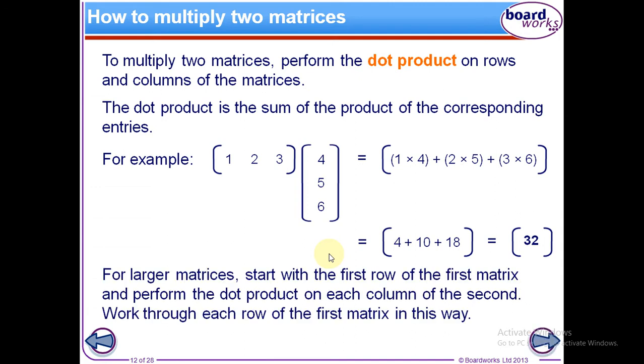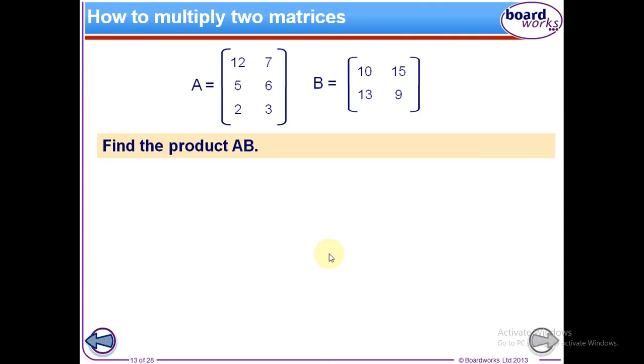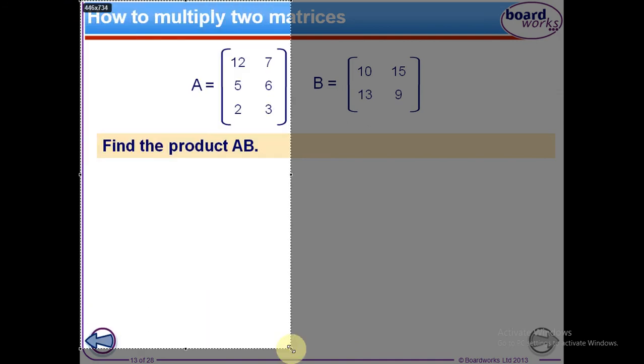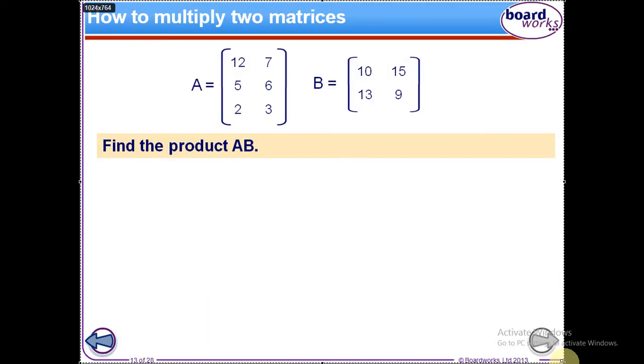So for larger matrices, start with the first row in the first matrix. Let me quickly complete this one for you, and I will take this one as a sample problem for multiplication, so that we can quickly go ahead with a lot of tasks to complete. Don't forget, is this multiplication possible? Yes. The reason being that the number of columns here is 2 and the number of rows is 2.